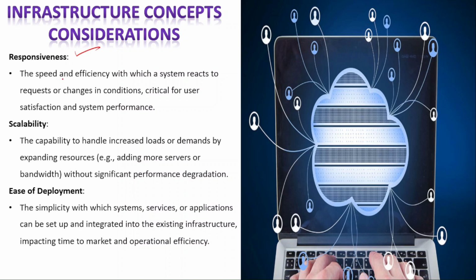Responsiveness is the speed and efficiency with which a system reacts to requests or changes in condition, critical for user satisfaction and system performance. Scalability is the capability to handle increased loads or demands by expanding resources, for example, adding more servers or bandwidth without significant performance degradation. Ease of deployment is the simplicity with which systems, services, or applications can be set up and integrated into existing infrastructure, impacting time to market and operational efficiency.